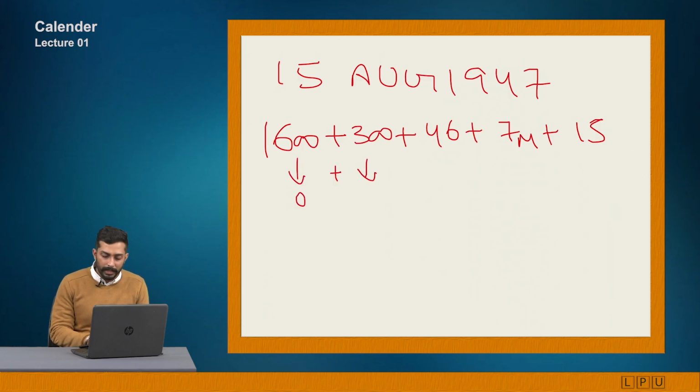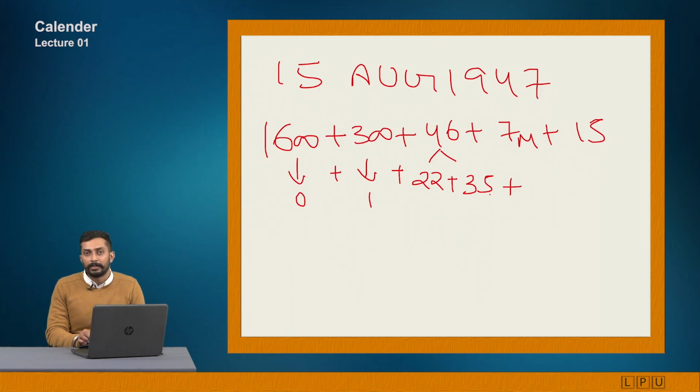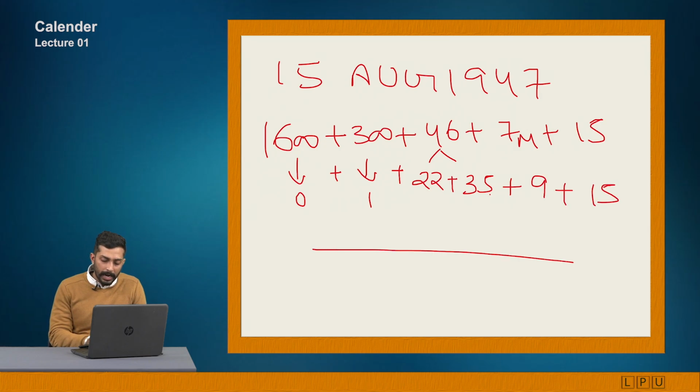Then for 300 years, we know there is 1 odd day. For 46 years, we can say there would be 11 leap years, so 22 odd days, plus 35 ordinary years, plus 7 months. As we know, the first 6 months have 6 odd days, so the 7th month, July, will have 3, making it 9, plus 15 days. So add up all the values.